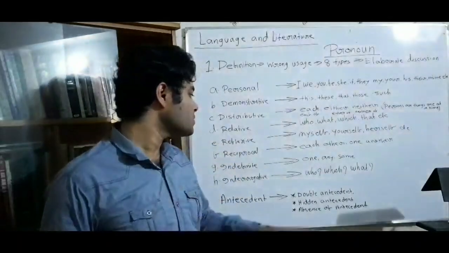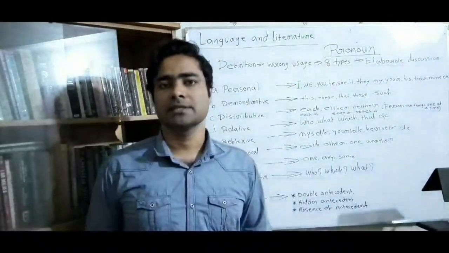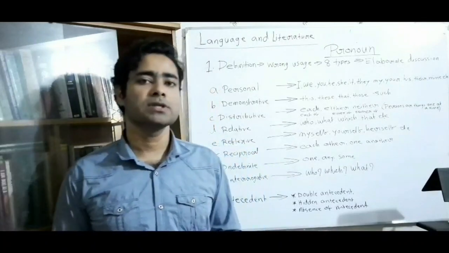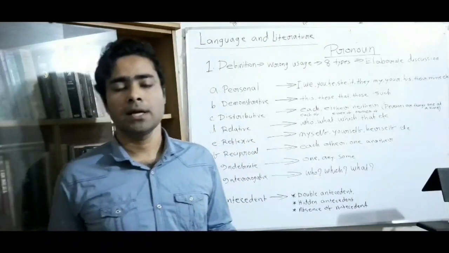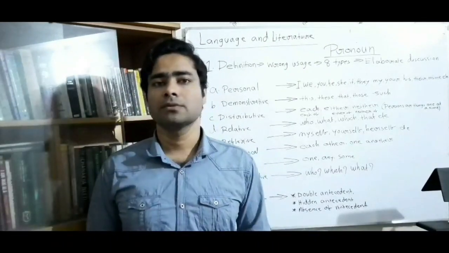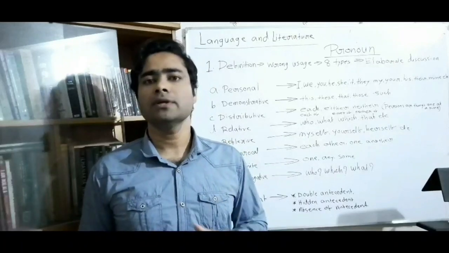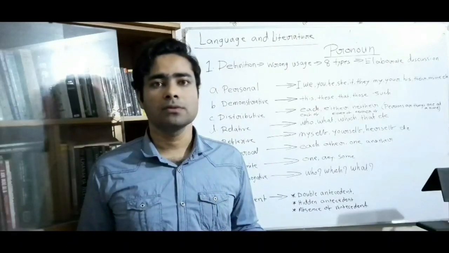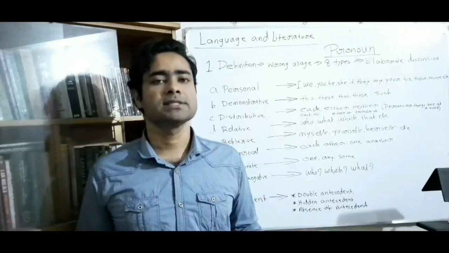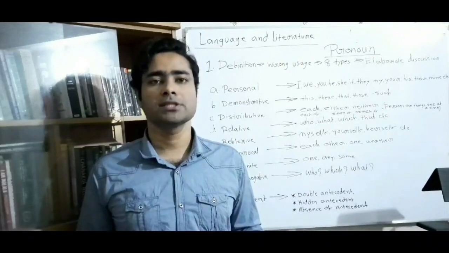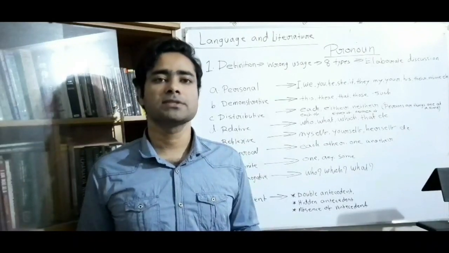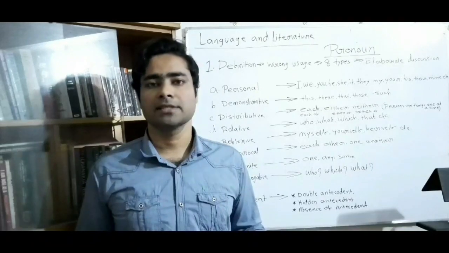So the last one is the absence of antecedent. In some situation, there is no use of noun actually earlier, before a pronoun. So we cannot actually use a pronoun when we don't have any strong antecedent. And you know that you cannot replace any other parts of speech by your pronoun except noun.